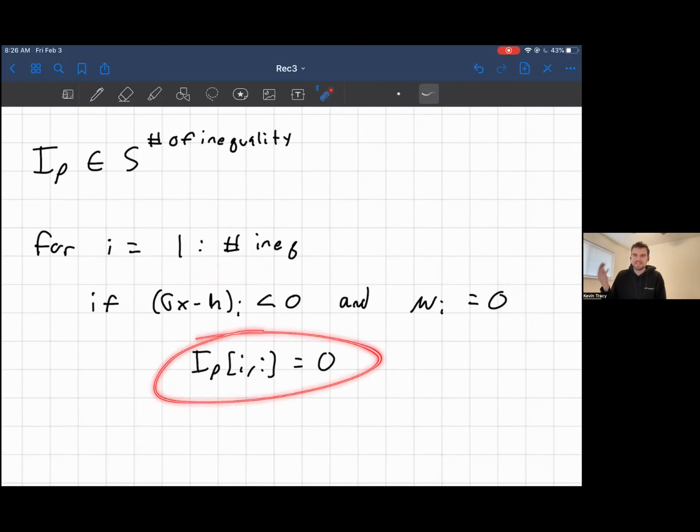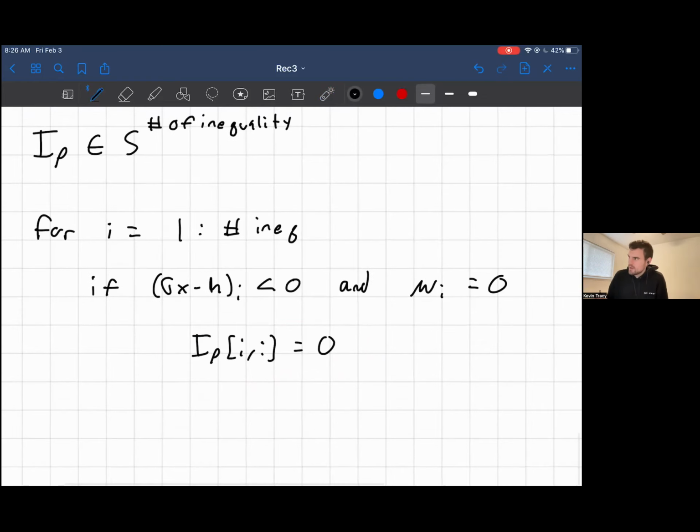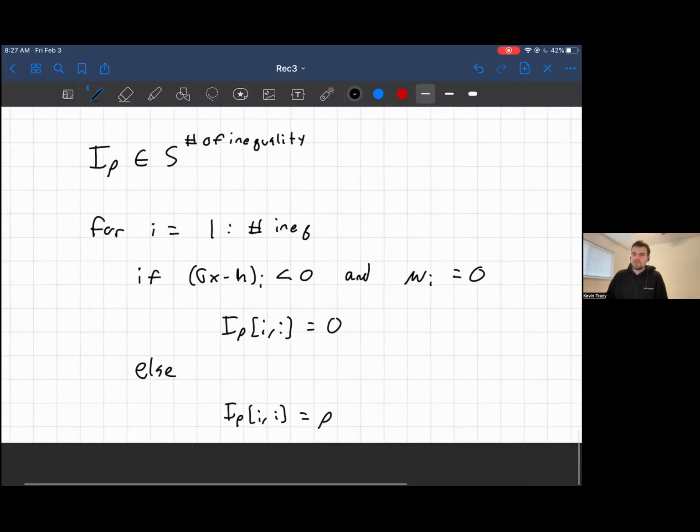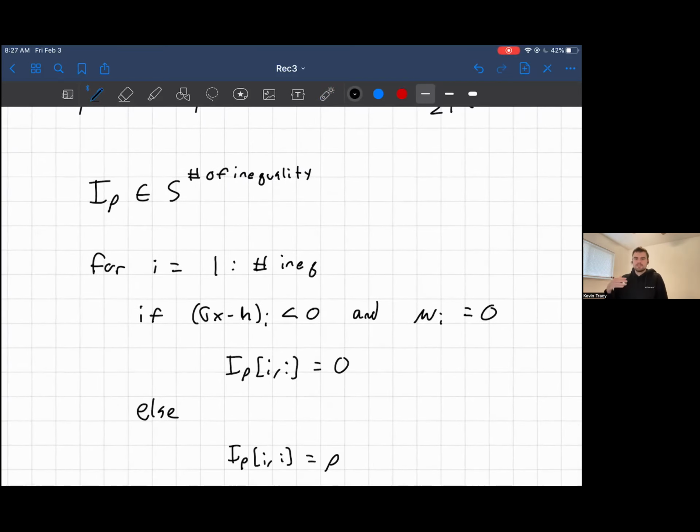Then I'm going to have this in my selection matrix, which is a diagonal matrix. I'm going to have that entry just be 0. So it's as if the constraint is not there. And then I'll say, if this is not the case, then the constraint must be active. And then I'll do I rho, I equals rho. So this is a foolproof, yet slightly inefficient way to create this matrix.